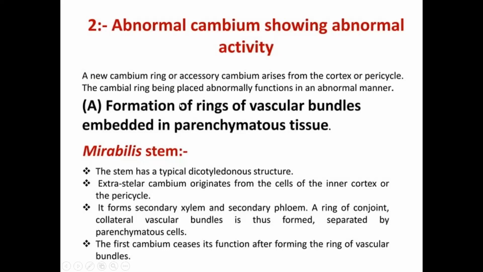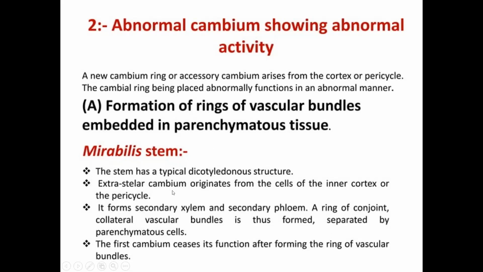So the cambial ring, being placed abnormally, functions in an abnormal manner. Generally the normal cambium is present in the vascular bundle region, but here this cambium develops from the cortex region or pericycle. This results in the formation of rings of vascular bundles embedded in the parenchymatous tissue. An example for this is the Mirabilis stem. The stem has a typical dicotyledonous structure.